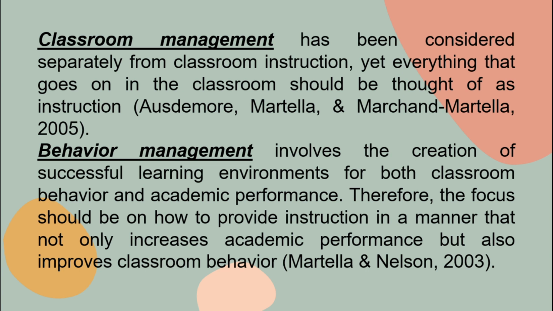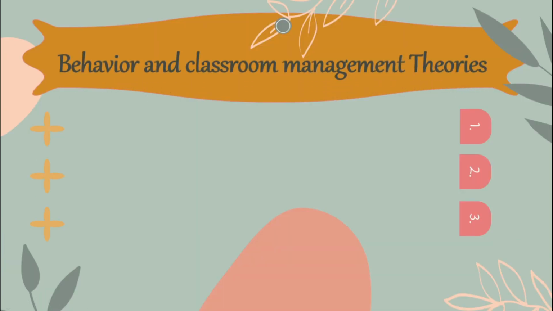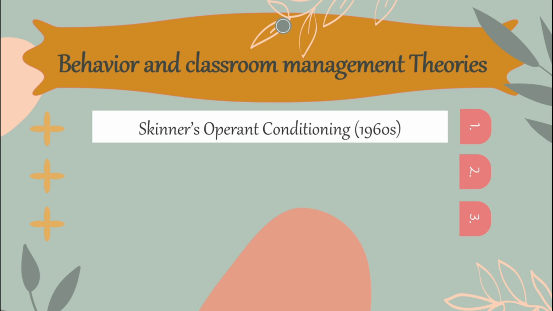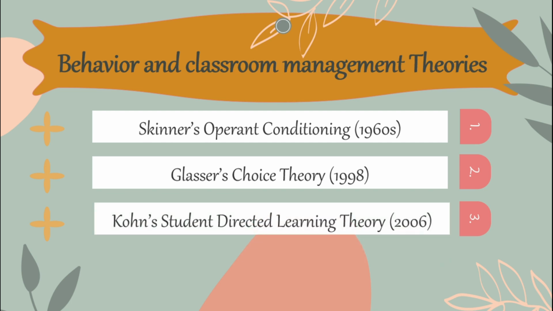Okay, now let's proceed with the theories on behavior and classroom management. So we have three theories associated with this topic. We have Skinner's operant conditioning in 1960s, Glaser's choice theory in 1998, and then the last but not the least is Kahn's student-directed learning theory in 2006.